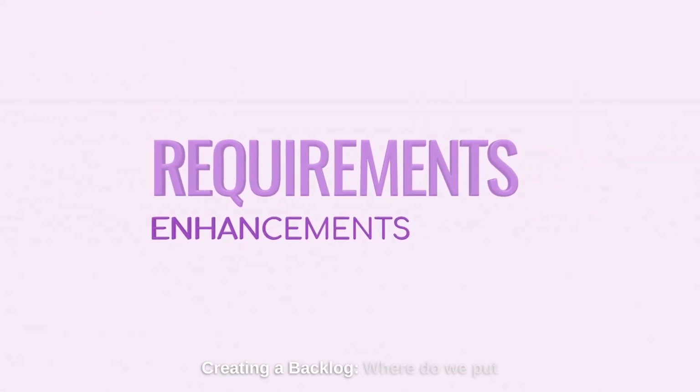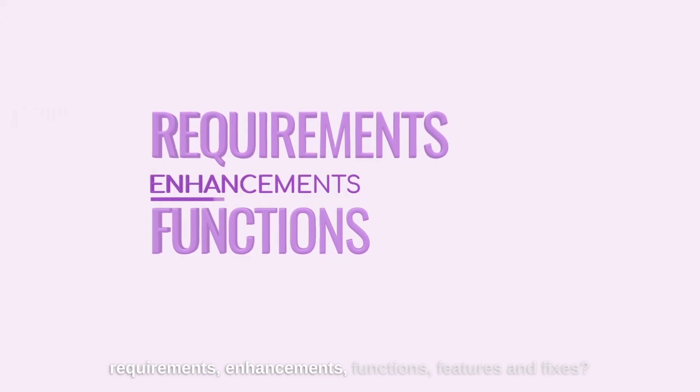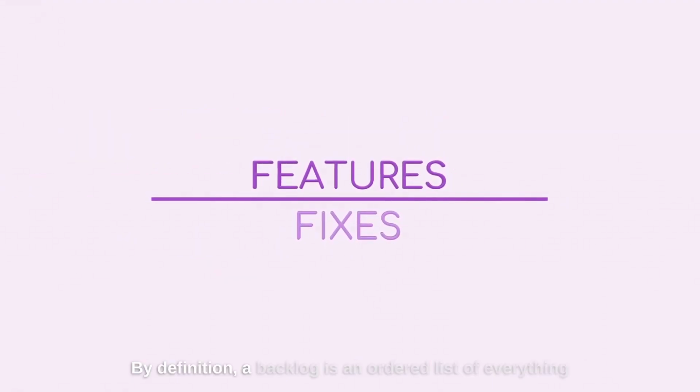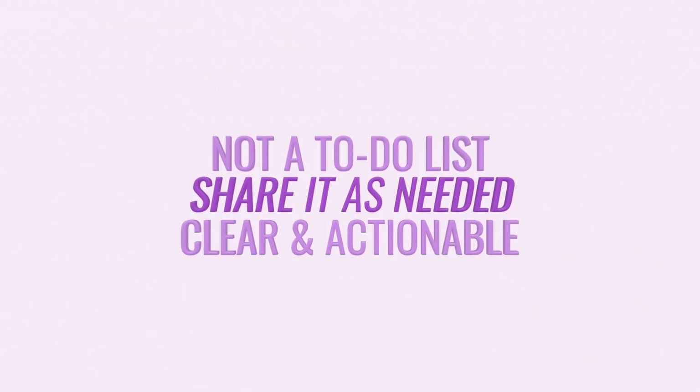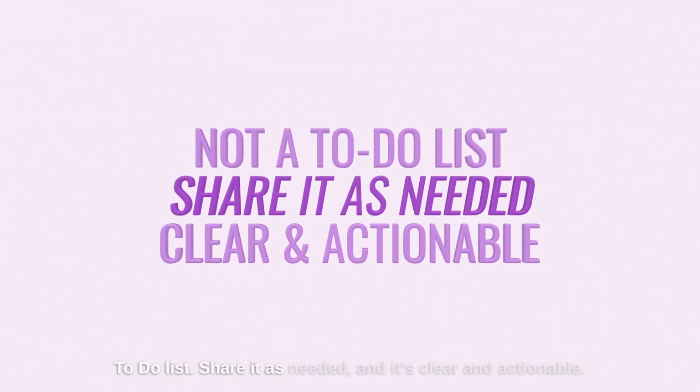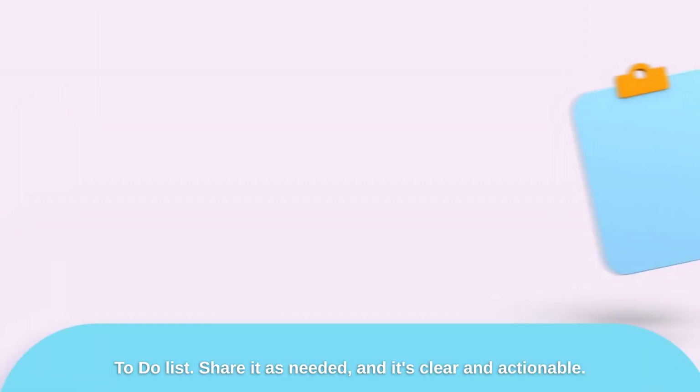Creating a backlog. Where do we put requirements, enhancements, functions, features, and fixes? By definition, a backlog is an ordered list of everything that is known to be needed in the product. Here are some tips for the backlog. It's not a to-do list, share it as needed, and it's clear and actionable.